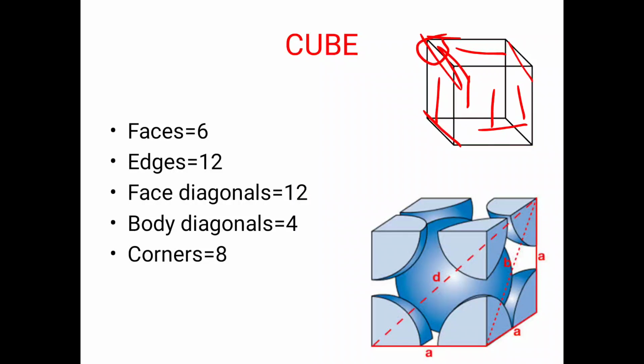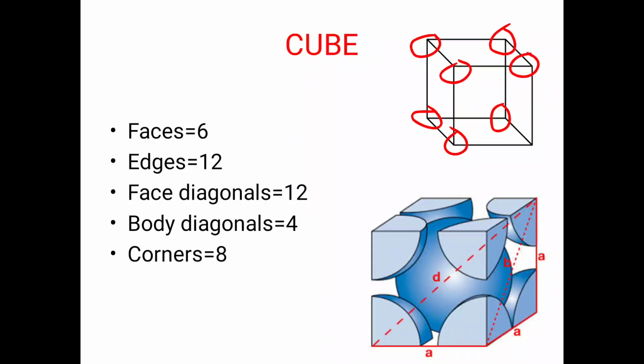Basically, you have 12 edges. Edges are those lines. Corners are these points. Here you have got 4, down also you will get to see 4. That means you got 8 corners.